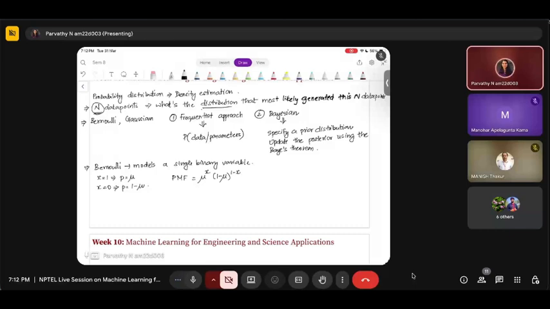So x is the value, that is either head or tail. Mu is the probability. So if it is an unbiased coin, it will be 0.5. Otherwise, it will be some extreme value for head or tail. Now for this distribution, the mean and the variance are given by mu and mu times 1 minus mu.